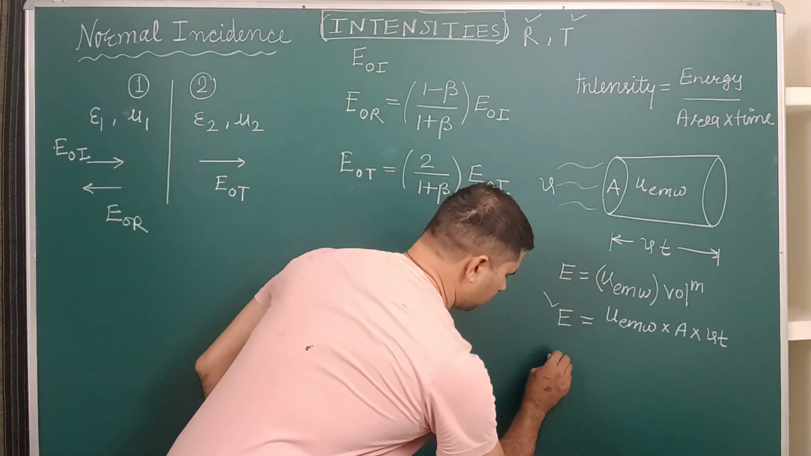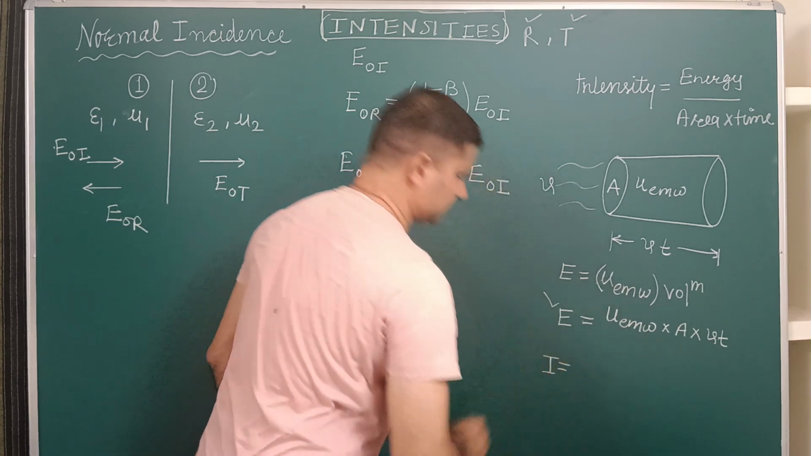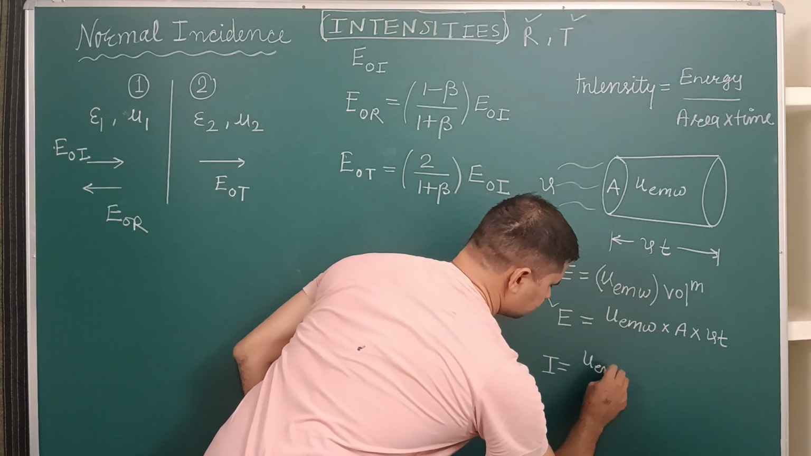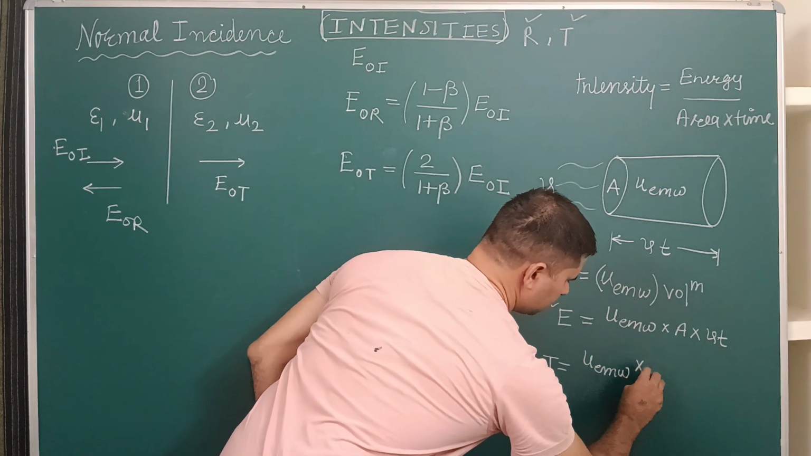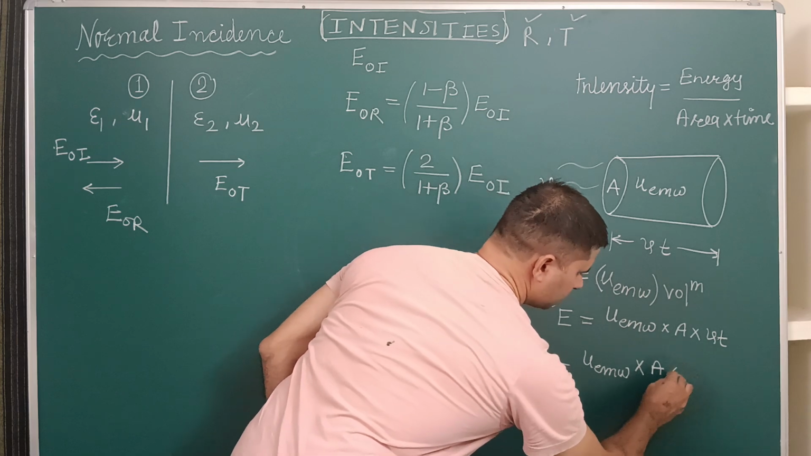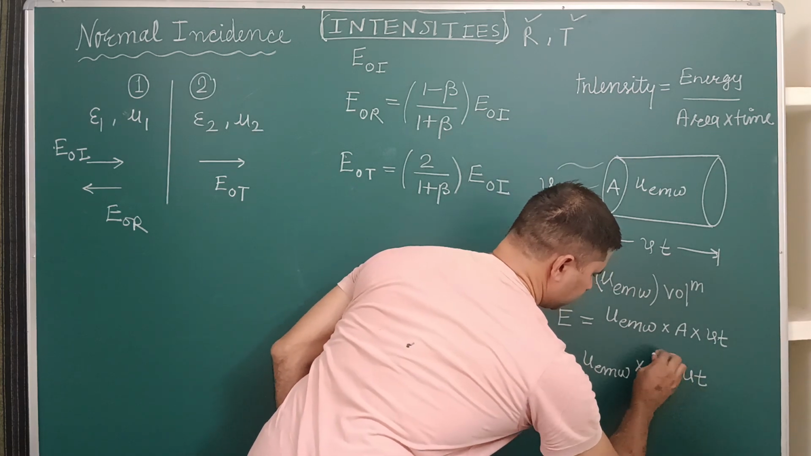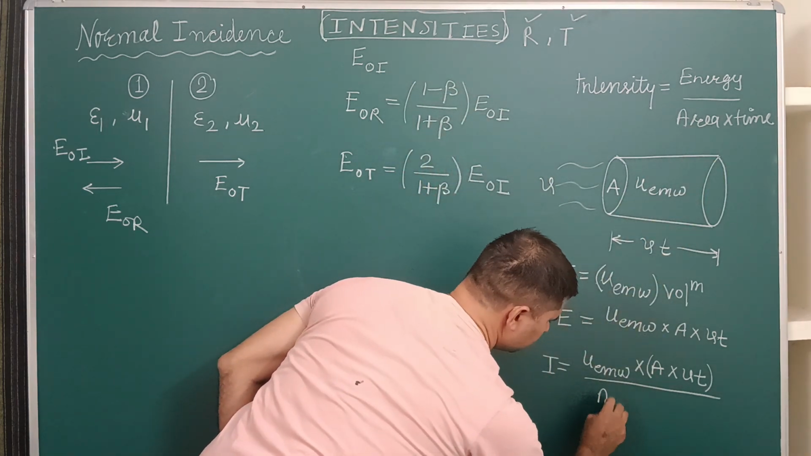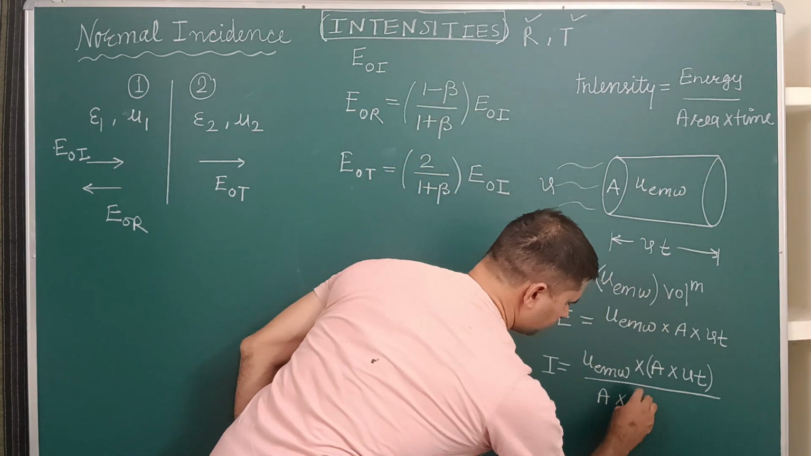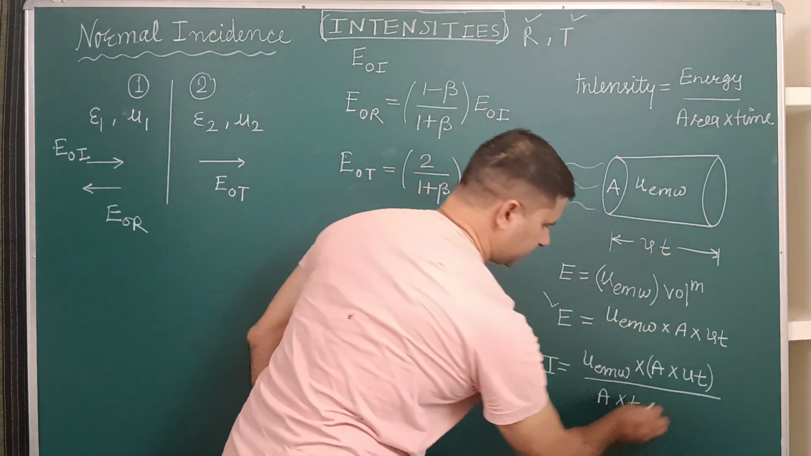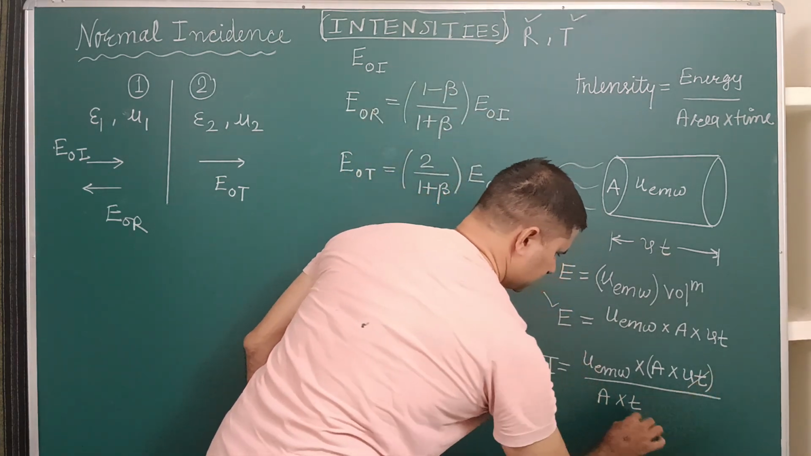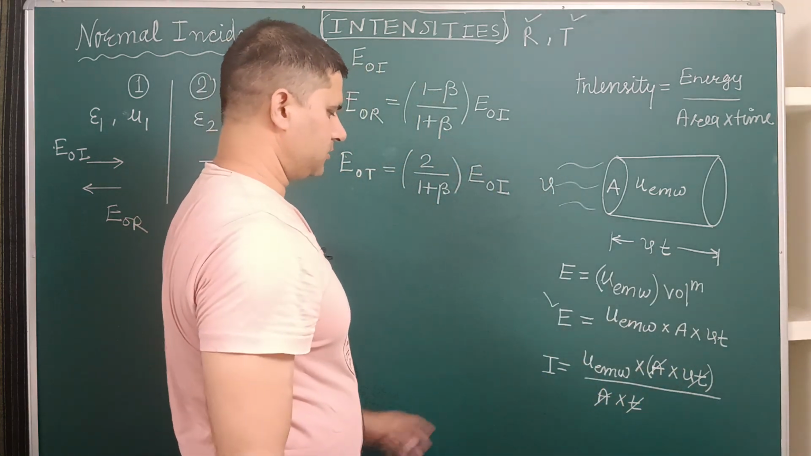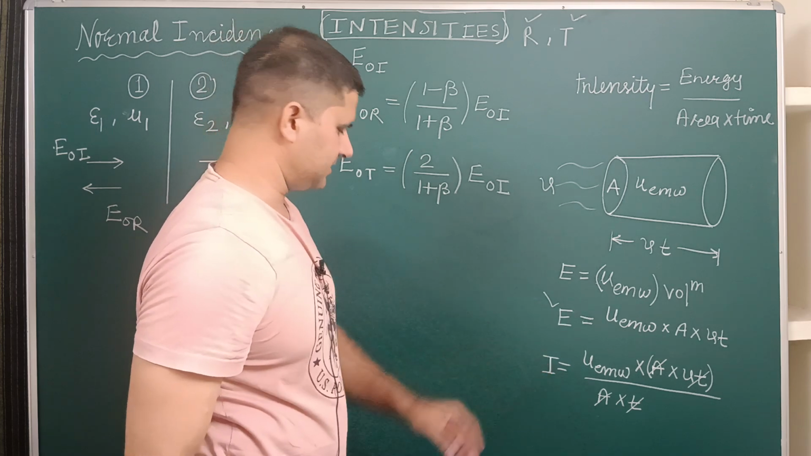तो अगर मैं intensity निकालूंगा तो intensity मेरे पास आ जाएगी। एनर्जी की जगह ये लिख देंगे, that is energy density of electromagnetic wave into the area into the distance, यानी कि volume divided by area per unit time. So here we have area, that is A, into time, that is t. So here you can see t and t will cancel, area and area will get cancelled. Okay, so this is how you can find the intensity.